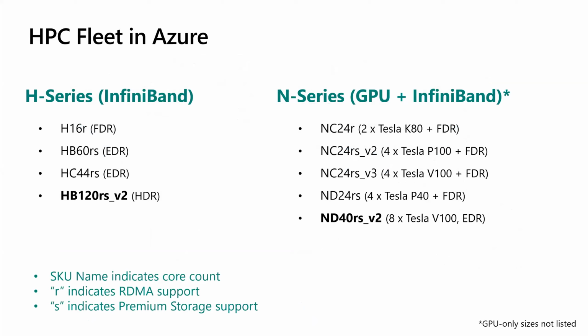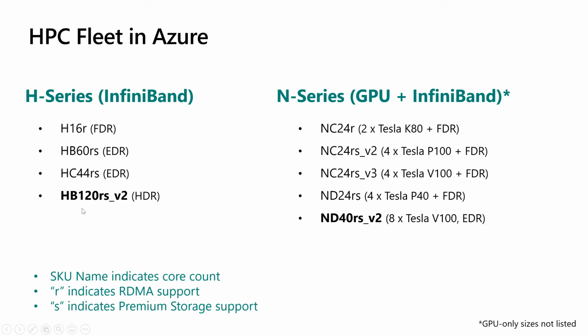So let me introduce the HPC fleet in Azure. Here I have included only the IB-based SKUs. On the left here, are you able to see the pointer? Yes, Jitin, we can see it. Okay, great. So the H series is the HPC or IB-only SKUs, and the N series is basically GPU SKUs. Here I have listed only the GPU plus IB SKUs, not the GPU-only SKUs.